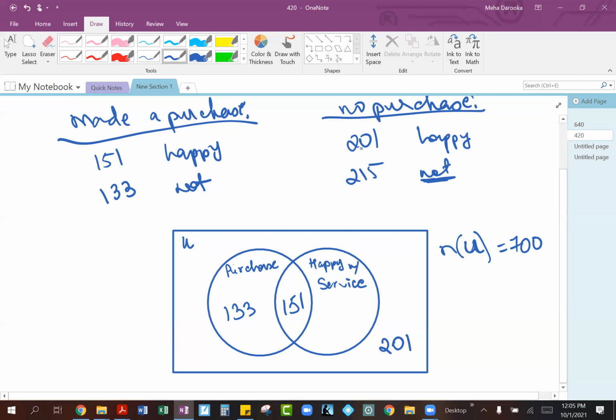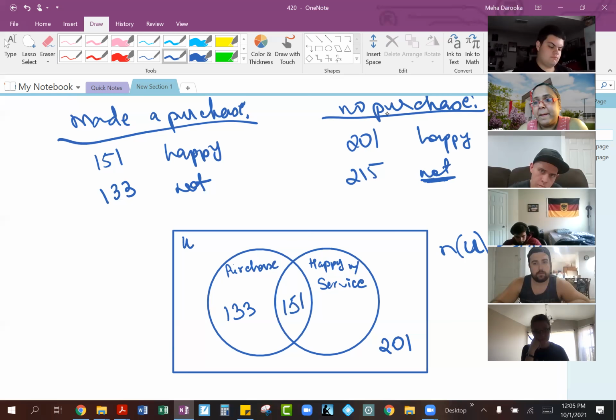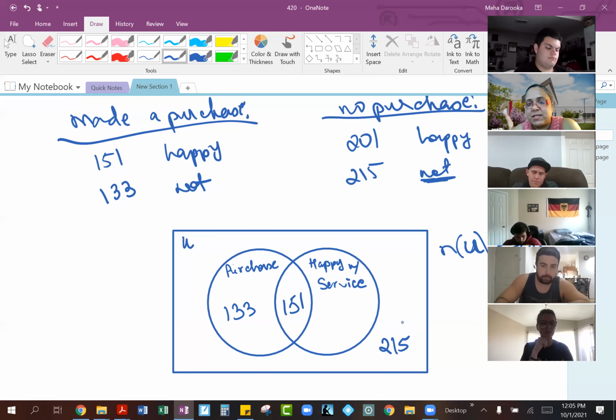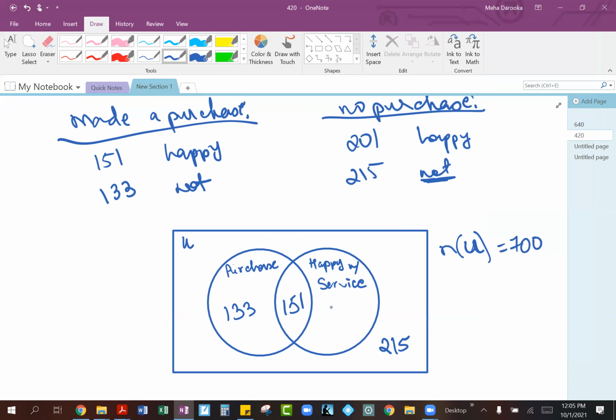And then the last number we had was the 201, which they are happy with the service, but they made no purchase. So where's that number going? Happy with the service, but made no purchase. Brendan? Did you mean the 215 on the outside? Did I switch my numbers? I did, didn't I? Sorry. I thought 201 was going inside. So 201, happy but no purchase, inside the happy with service. All right.